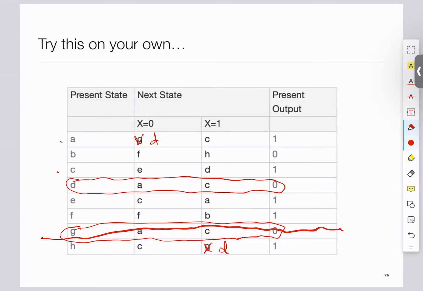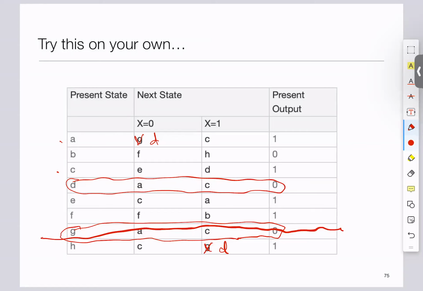What about now? Let's consider A and E. A and E are equivalent if D is equivalent to C, but that again is not possible. Their outputs differ, so that's not there. What about A and F? A and F are equivalent if D is equivalent to F, but that's not possible because D and F have different outputs, so that's scratched out. And then finally, A is equivalent to H if D is equivalent to C, which is not possible, so that's out. So A cannot be equivalent to anything else.